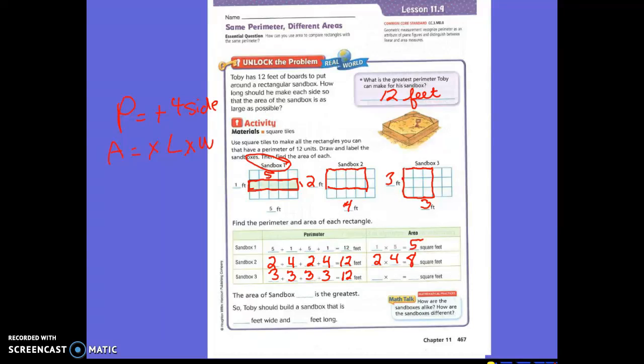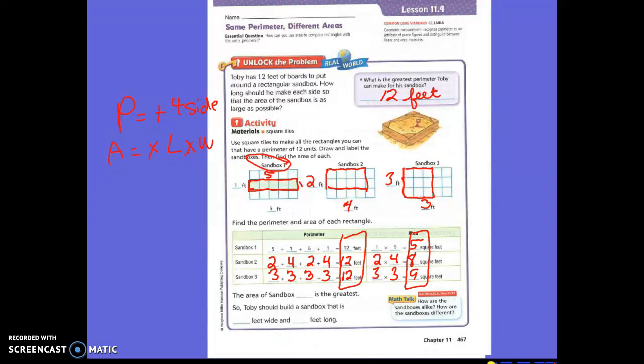Now, area is where you multiply. But what do we multiply, everyone? The length times the width. What's the length for sandbox 3? 3. What's the width for sandbox 3? 3. What's 3 times 3? 9. Do you see how all the perimeters have the same 12 feet, but all the areas are different?